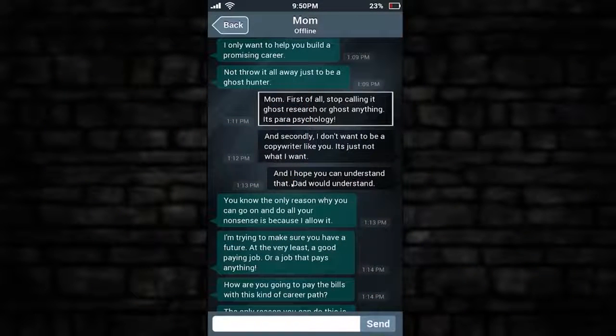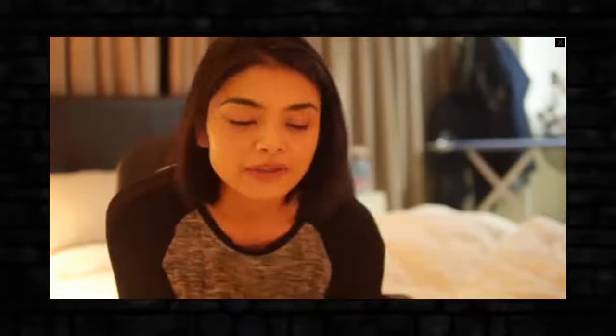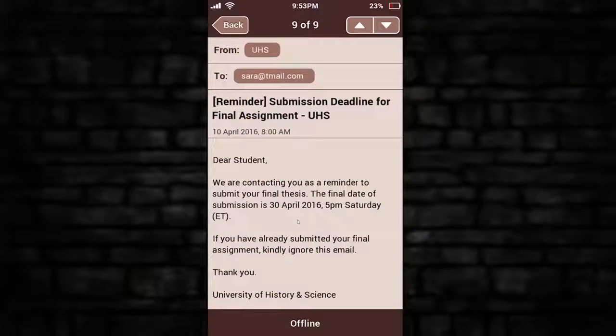We learned through Sara's conversations with her mother, Faith, and James that she's studying parapsychology, which is the scientific study of the supernatural. It makes sense that Sara would be rehearsing what seems like the rough draft for a research paper on this topic because of the messages that we've read. After all, the email she receives later from her school reminds her that the deadline for submitting a final thesis is April 30th, so she only has just over a month left.